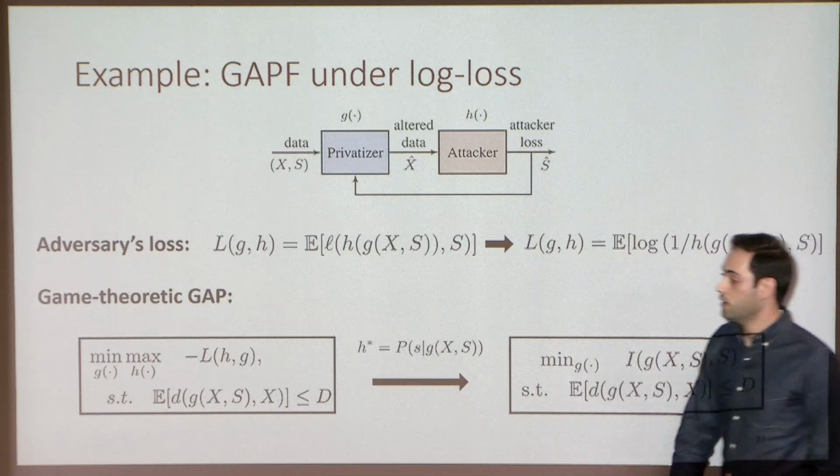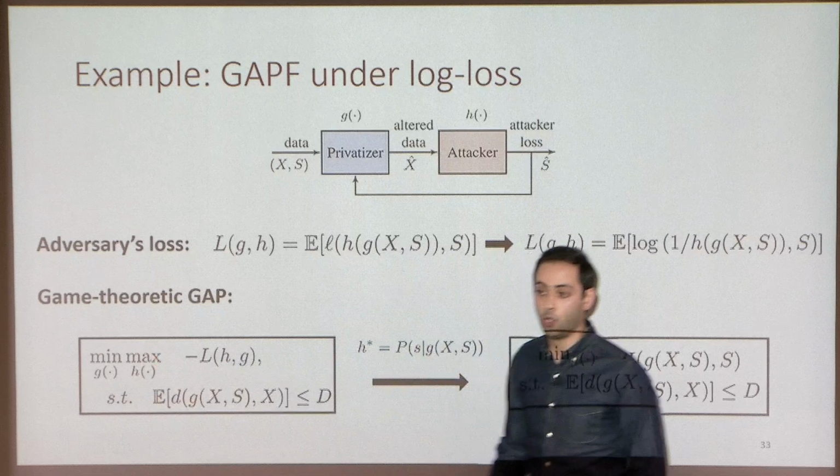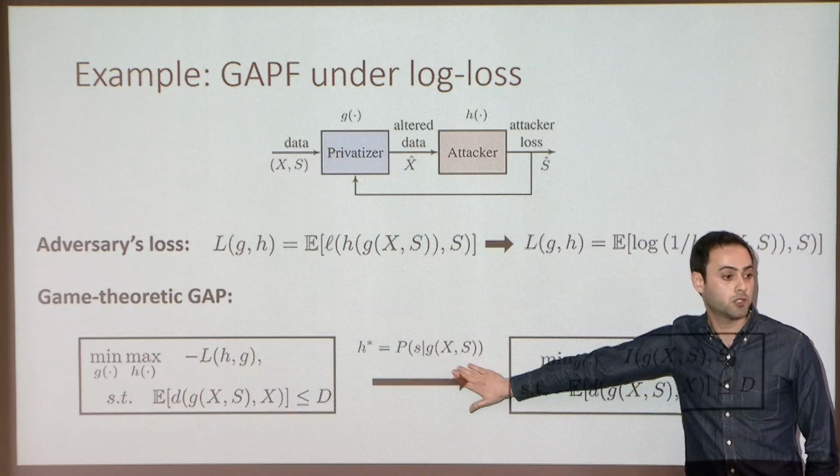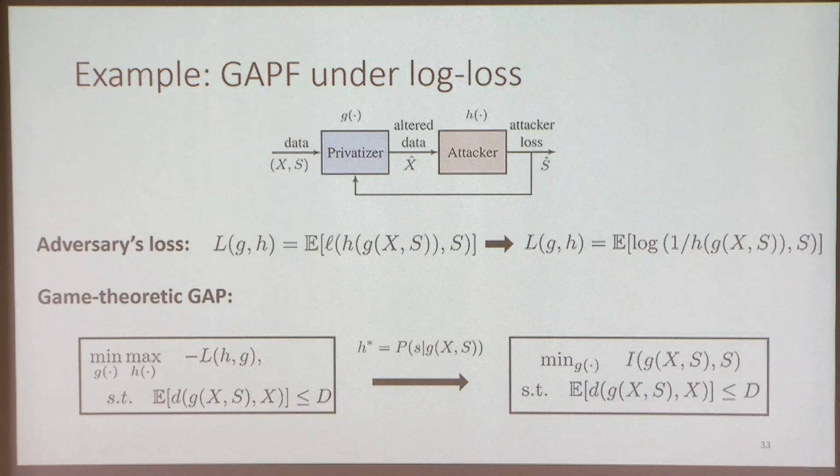So in this case, this max here has a closed form solution. What the adversary is doing is essentially computing the posterior, and that's the optimal adversarial strategy. You can plug it in and reduce the problem to a simple minimization problem. Now you might say, okay, I'm back to optimizing mutual information, so how did this help me in practice? And I'll show you how it's going to help you.